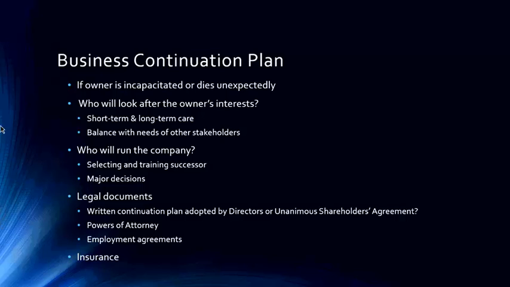There's a bunch of legal documents involved in that. Typically, you put together a written continuation plan, and then directors or the shareholders get together and discuss and accept that plan. You'll need to make sure that the powers of attorney are appropriate, that mesh with, especially with the limits that you're putting on the attorney.